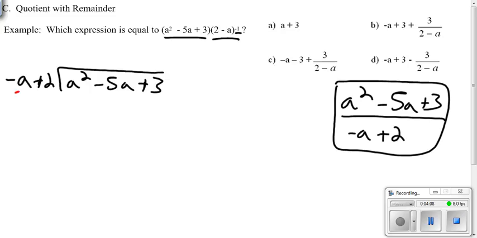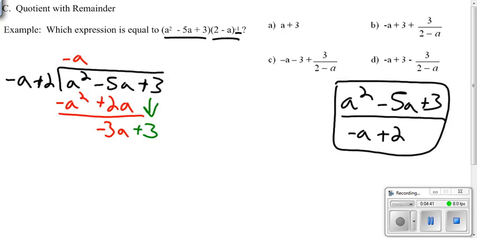We are looking at how negative a goes into a squared. Well, that's going to be negative a, because negative a times negative a gives us positive a squared. And negative a times positive 2 is then negative 2a. Remember, we want to subtract this, so this becomes negative, this becomes positive. Negative 5a plus 2a becomes negative 3a, and a squared minus a squared is just 0. So we are left with negative 3a. Drop the plus 3 down.